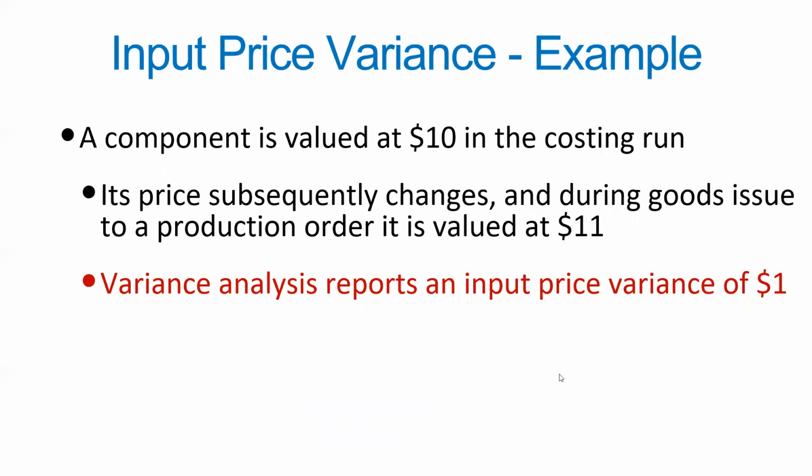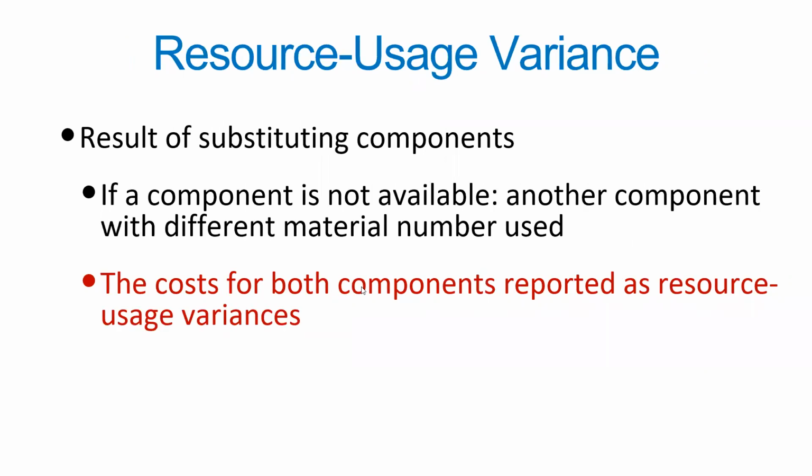Okay. The next example of, well, there's an example of input price variance, and we just discussed that. A component is valued at $10 in the costing run on the 1st of January. The price subsequently changes somehow. We use transfer control to try and minimize that. Let's move on to the next one.